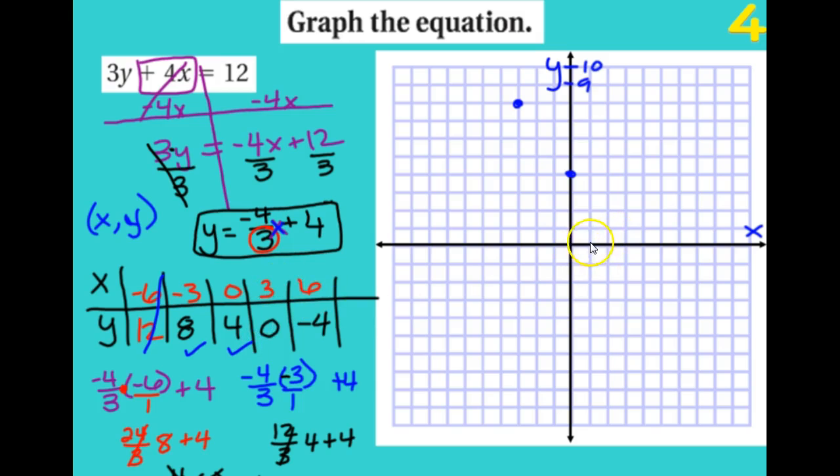Then 3 on my x-axis, 1, 2, 3, and y is 0. We're not going up and down. Again, if you want to list them out as points, you can. And then 6 to the right, negative 4, negative 1, 2, 3, 4. So draw a line through it here and put arrows on the ends to show that it is going to go on and on and on. And there's our graph.